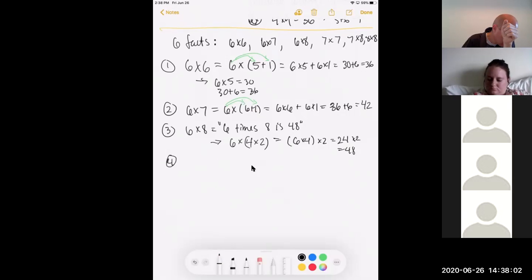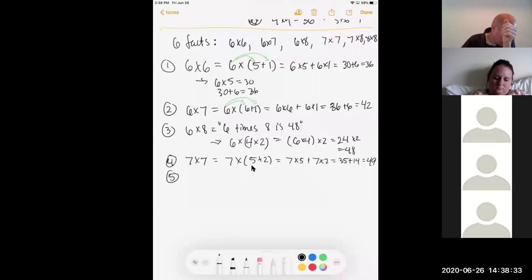Okay, 2 more. Wait, so 1, 2, 3. Yeah, 3 more. Okay, 7 times 7. You could do like 7 times 5 plus 2. Okay. 7 times 5 plus 7 times 2. 35 plus 14 is 49. There's one way of doing that one.